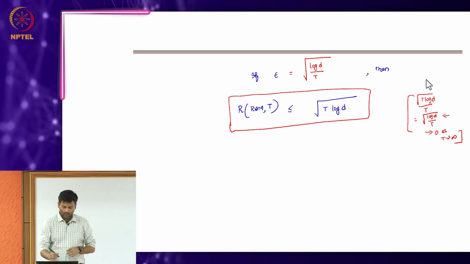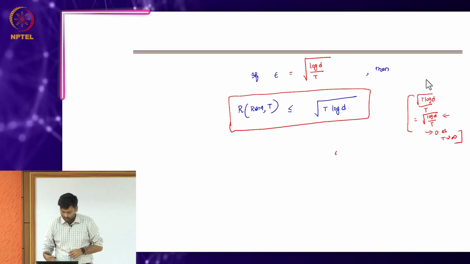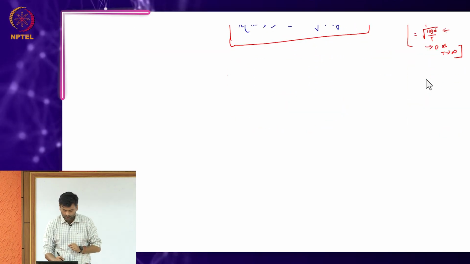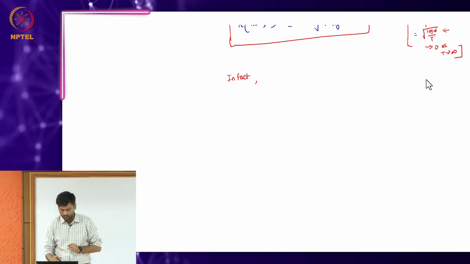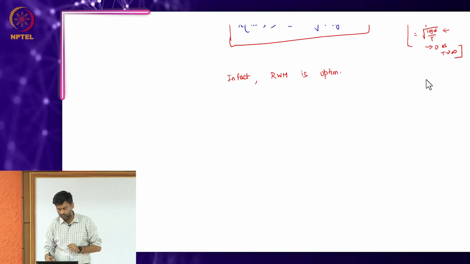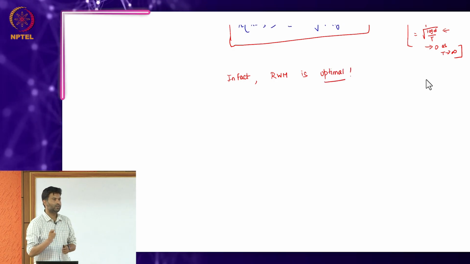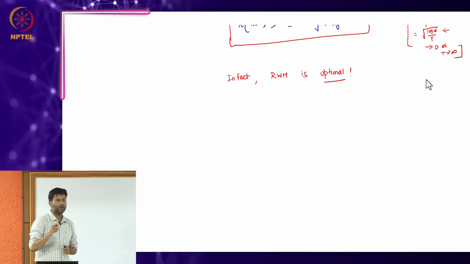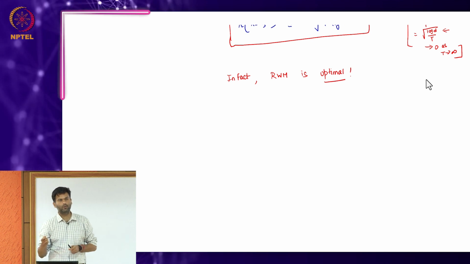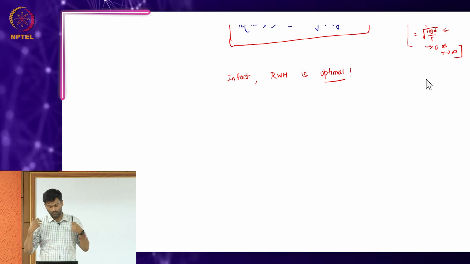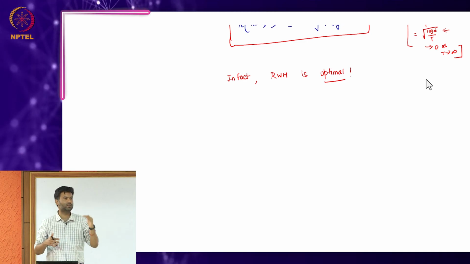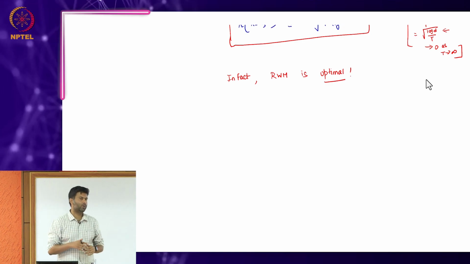The answer to that is not too hard, but I will just state what the answer is. In fact, randomized weighted majority is optimal. That is, no matter how hard you try to come up with a different algorithm, you will not be able to achieve a regret which is smaller than square root of logarithm of d over t. In other words, the adversary can make you suffer that much no matter what you do.